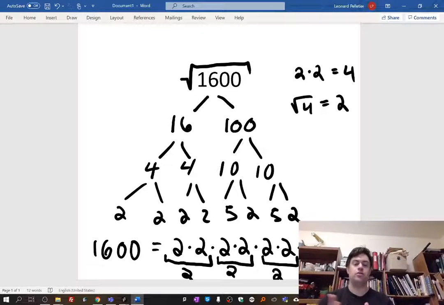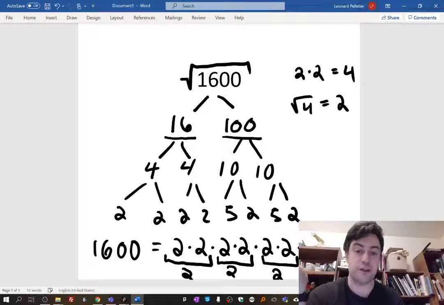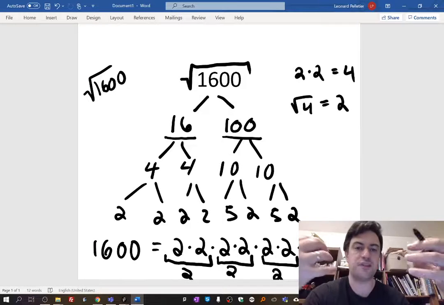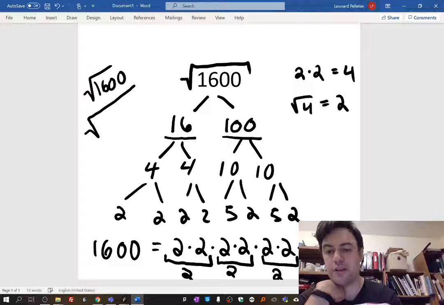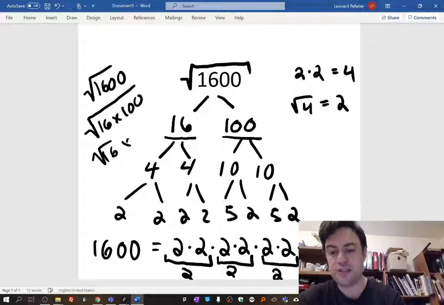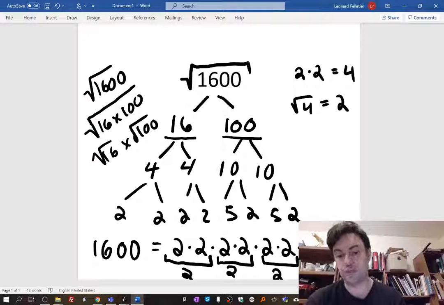Now that's just one way to do it. You could have done it a little bit earlier if you had noticed some perfect squares. So for example, you might have noticed that 16, maybe I'll just highlight it here, 16 and 100 are perfect squares. So when you take a square root of something like 1600, you can break up 1600 into a product and take the square root of those separately. So 1600 equals 16 times 100. So we can take the square root of each of those things separately. Square root of 16 times the square root of 100 is going to be 4 times 10, which will give us 40. So we get the same thing going on.